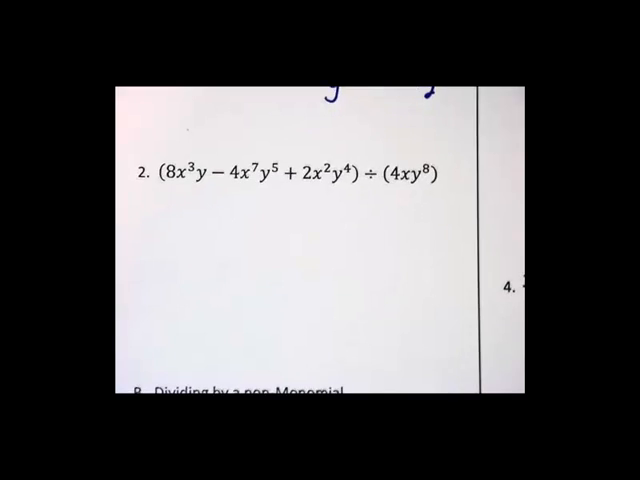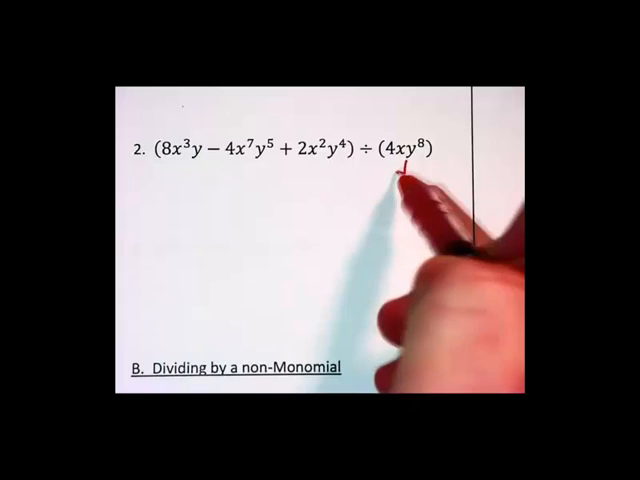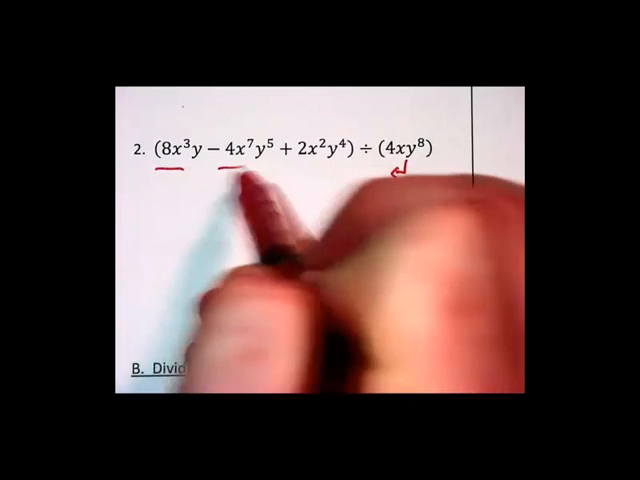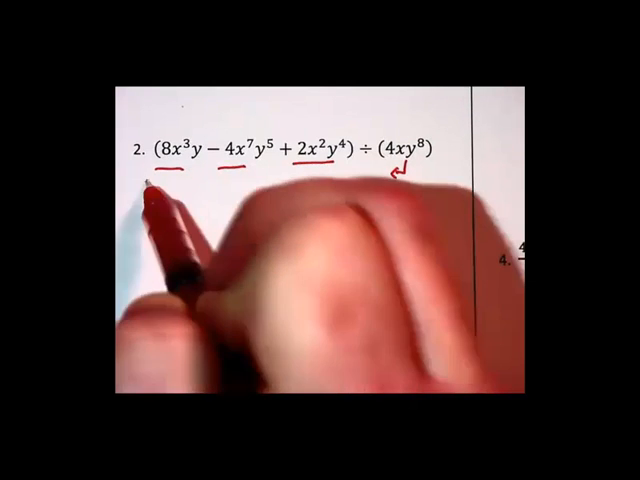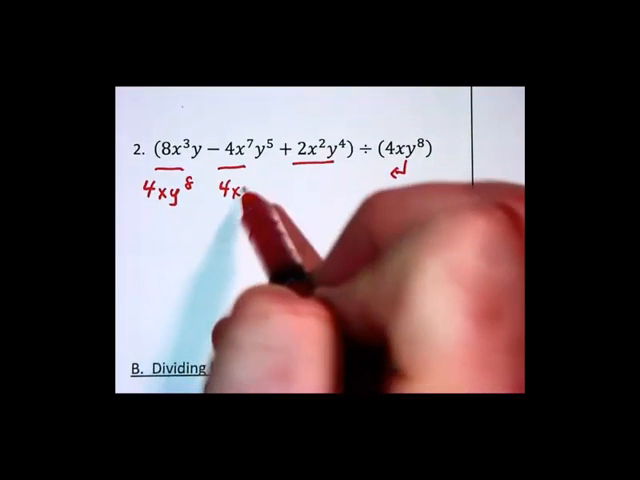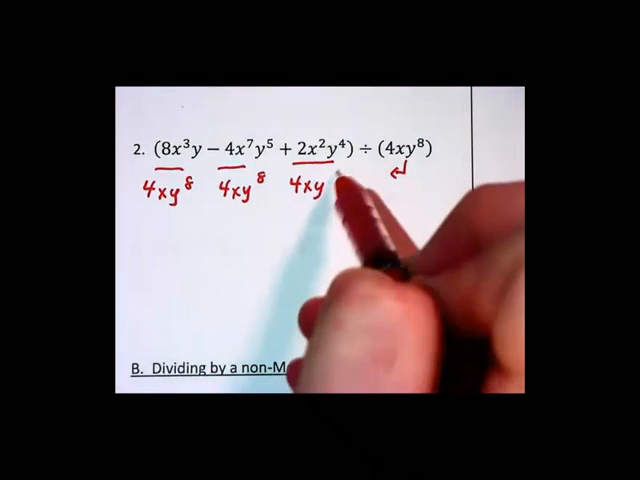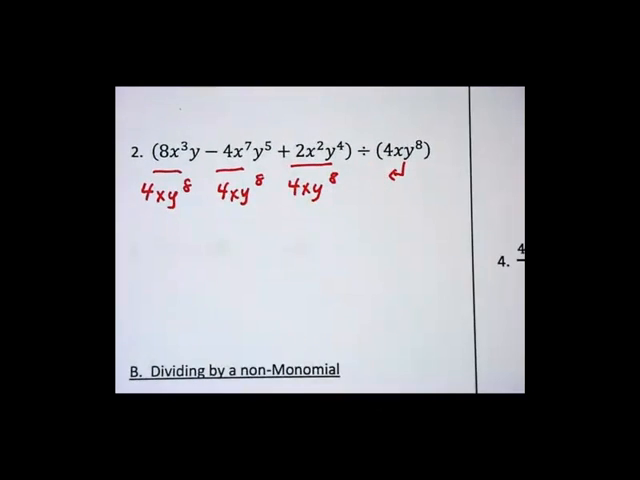In problem number 2, also dividing by a monomial, I suggest we just take this and write each term over here at the left over that 4xy to the eighth. And then you've got 3 separate fractions, each of which will be simplified as we did in the problem above.